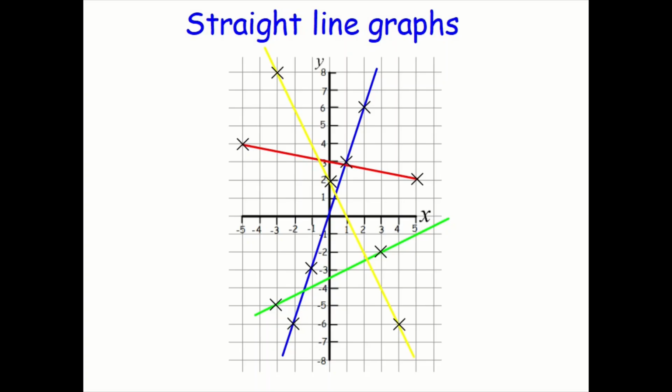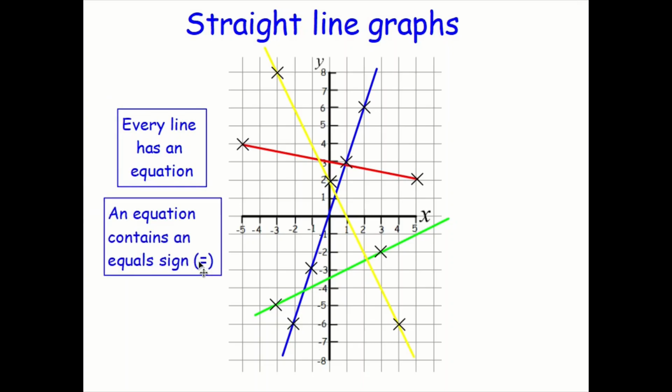But how do we get the coordinates to be like that and to form straight lines? Well, that's what we're going to look at in a moment. Now, each one of these lines has to have some way of defining itself, because how could we tell the difference between the yellow line, the blue line, the red line, or the green line? Well, every line has an equation, and that's what defines it. And an equation, remember, has to contain an equals sign. So it's this equation that defines the line, and it also enables us to get the coordinates that form that line.